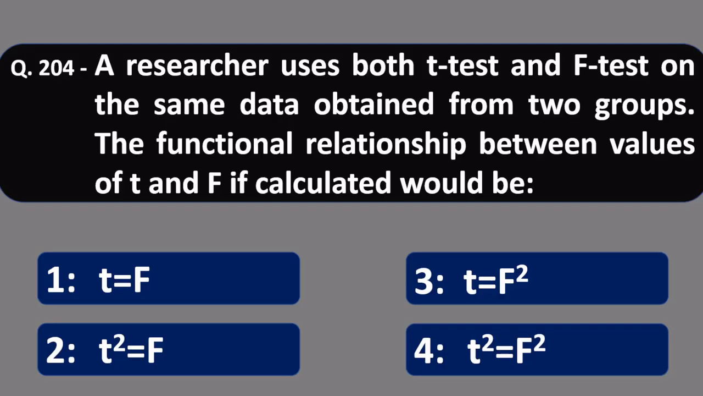Data are collected from two groups and t-test and f-test both are applied. Then which type of the situation out of these 4 will occur? So, the correct answer is t square equals f. It happens always.